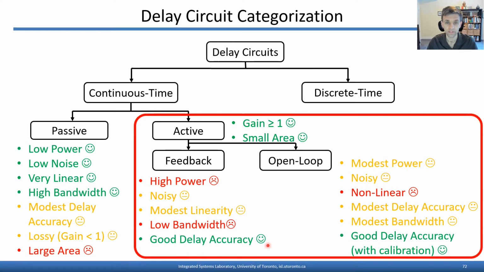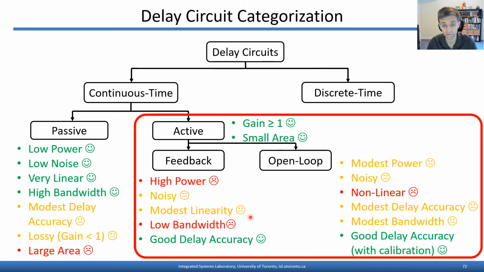So just a reminder that within our categorization of delay circuits, we're focused here on continuous time analog delays, and we're going to now focus on active implementations of continuous time broadband delays. Now we can further subdivide implementations here as those that rely on feedback amplifiers and those that rely only on amplifiers or buffers that operate open loop.